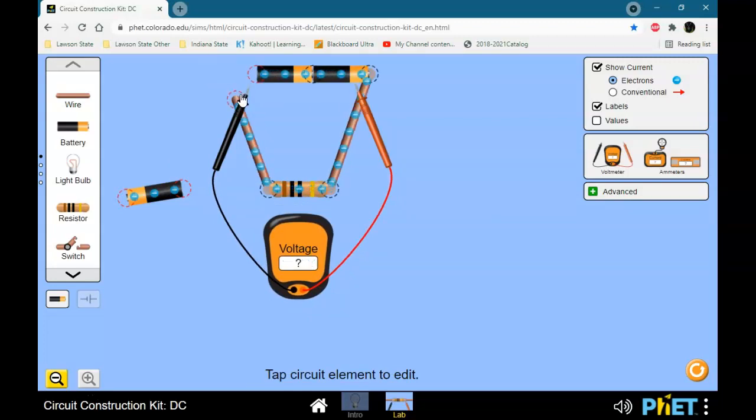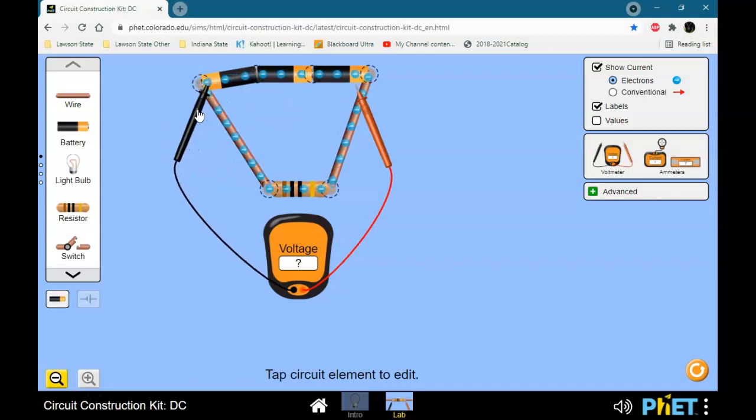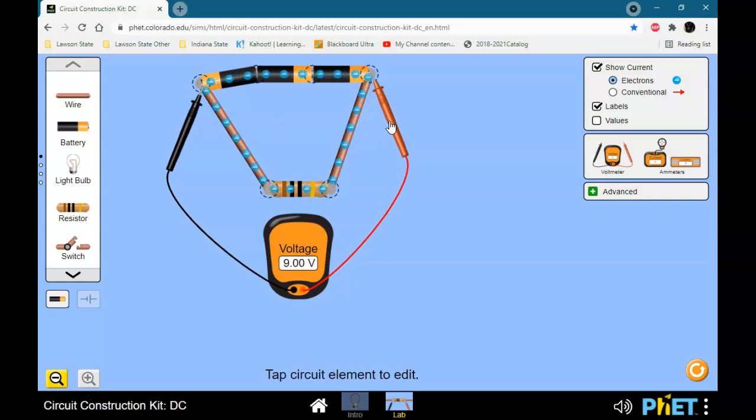If I decide to cut those apart and add a series opposing battery, I should have got, if I had it turned the right way, another 9 volts added to this, bringing it up to 27. Instead, I've got my voltage dropped to 9 volts. Why? Because these two are series opposing. They're sitting back to back of each other.